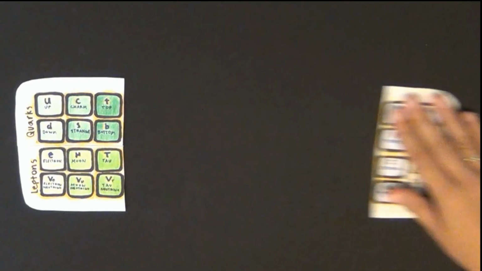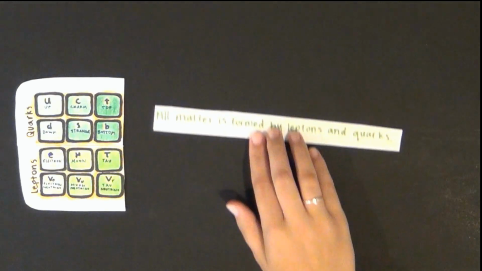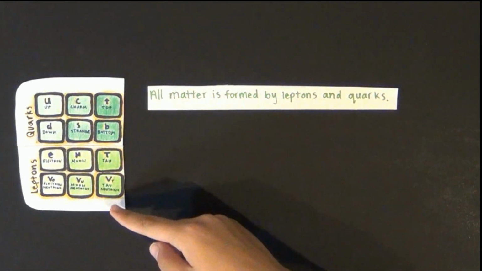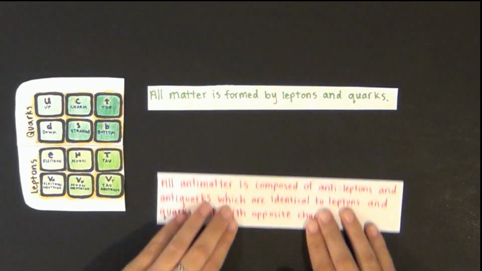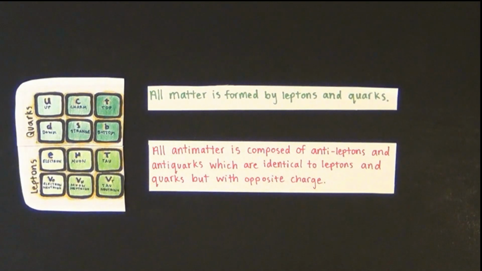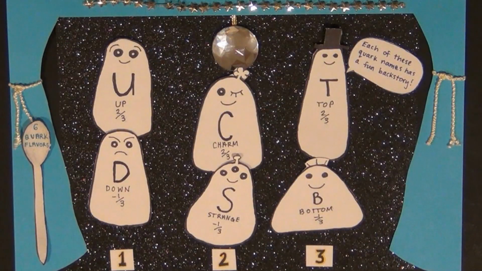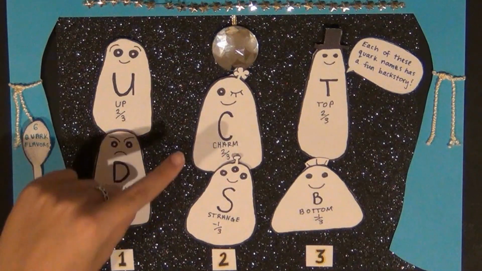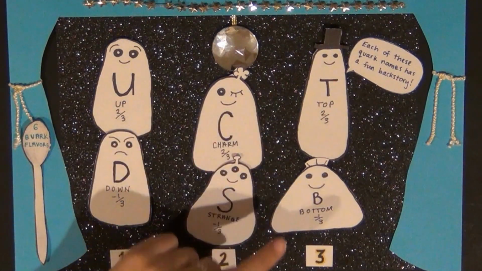First, let me introduce you to the elementary particles that form all of the matter around you, leptons and quarks. All antimatter is composed of antileptons and antiquarks. Now let's go a bit deeper, starting with quarks. There are 6 flavors organized into 3 generations: up and down, charm and strange, and top and bottom.